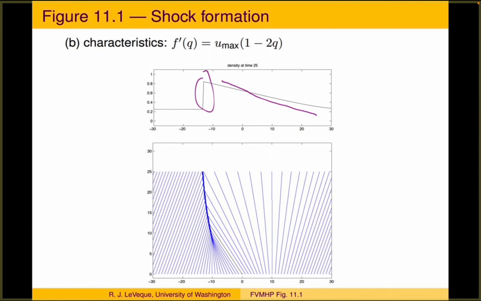If we plot the characteristics, again, these are the characteristics now in the xt plane. Remember that away from the discontinuity, the solution is constant on characteristics and the characteristics are straight lines. So each one of these lines here is a straight line, and if you start at any particular point and look at what the density is there, the density stays constant on that line, and so the slope of that line stays constant as well.